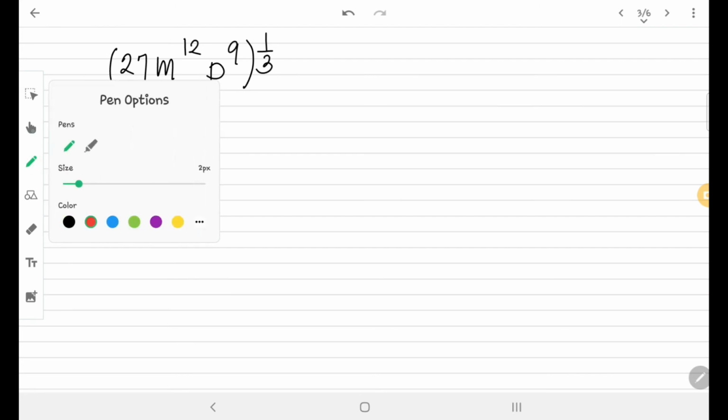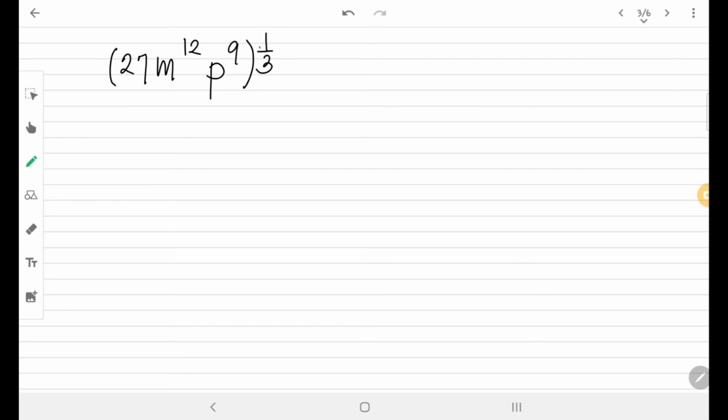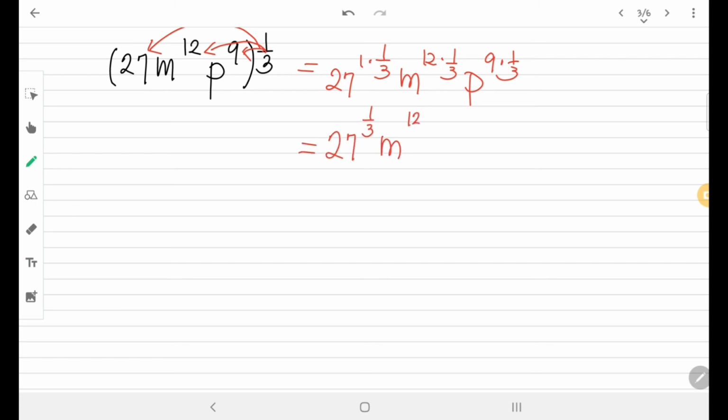Okay, so power of a product ulit. So ayan, i-distribute natin dyan. Let me write 27 raised to 1 times 1/3, m raised to 12 times 1/3, and p raised to 9 times 1/3. So let's multiply. So ito ay 27 raised to 1/3 pa din. Ito ay m raised to 12 over 3. Ito naman ay p raised to 9 over 3. So let's simplify the fraction.